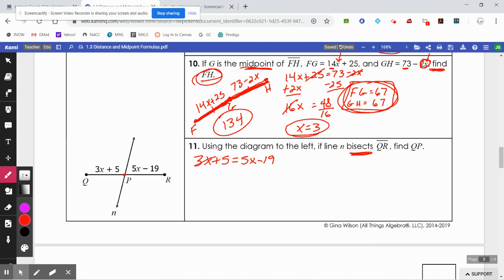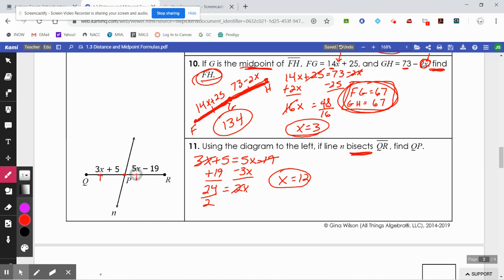We move 3x to the other side by subtracting 3x, and I did that to stay away from negative values. I moved minus 19 by adding 19. Now I've got my x's on one side, my numbers on the other. I have 24 is equal to 2x. To get x by itself, since those are being multiplied, I divide by 2, and I find out that x is 12.